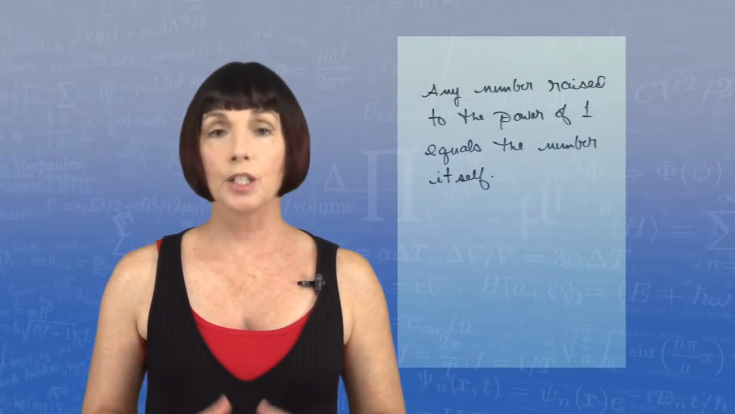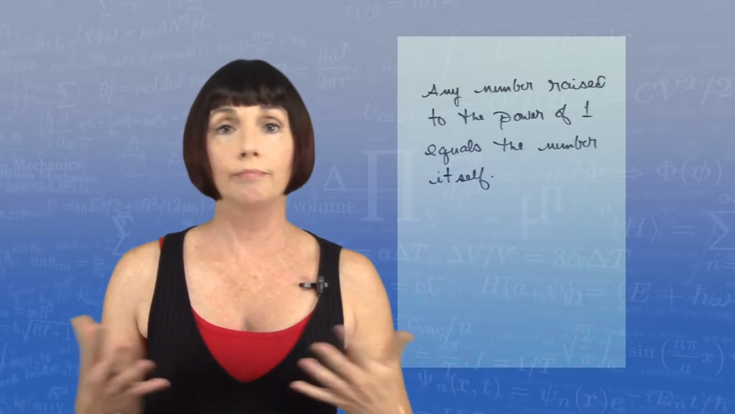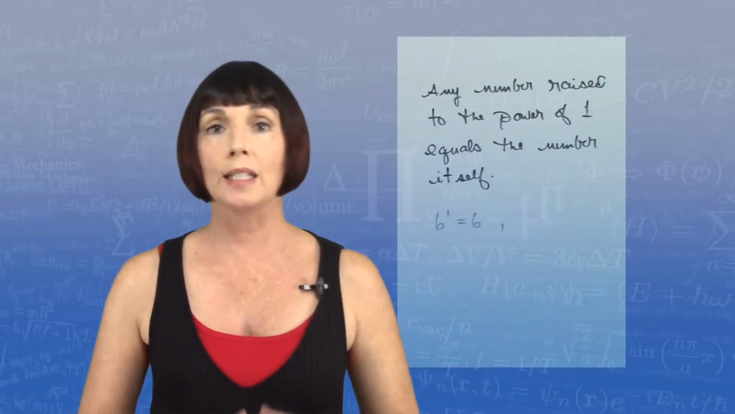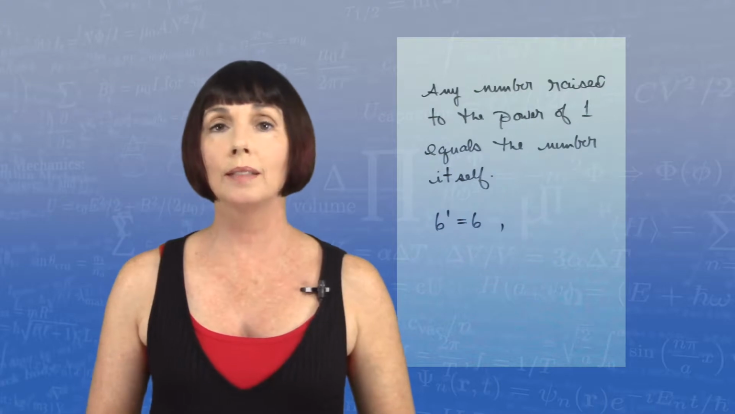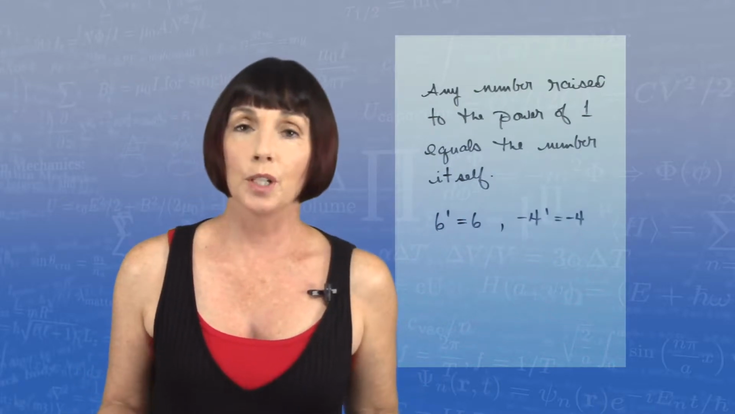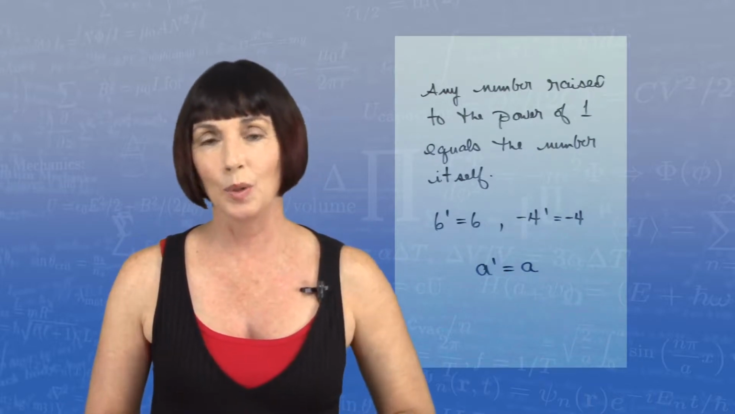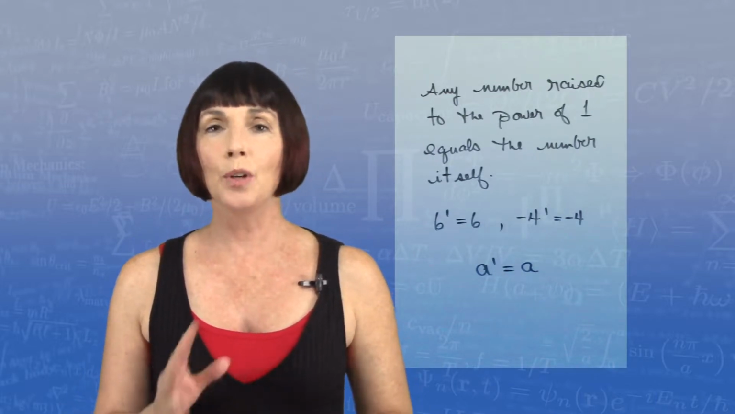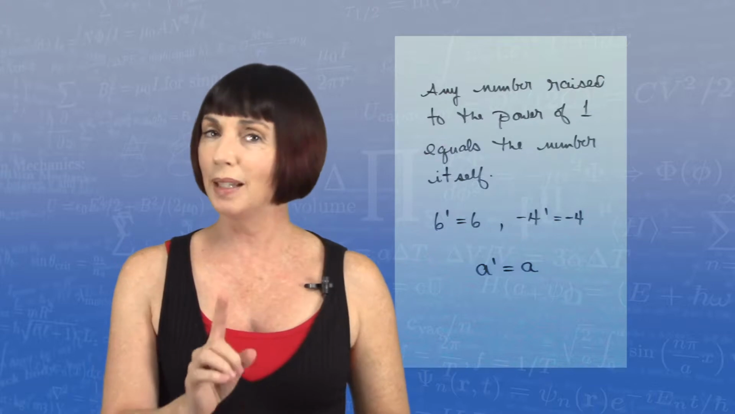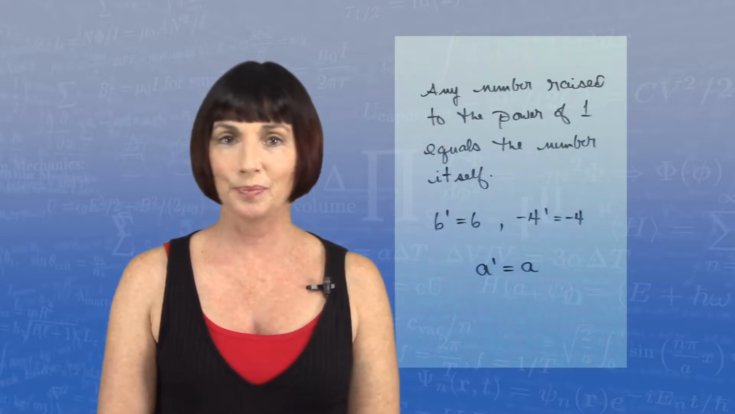Any number raised to the power of 1 is equal to that number itself. So for example, 6 to the power of 1 is equal to 6. Negative 4 to the power of 1 is equal to negative 4. a to the power of 1 is equal to a. So we don't always write that exponent 1, but it's there, just in case we need it.